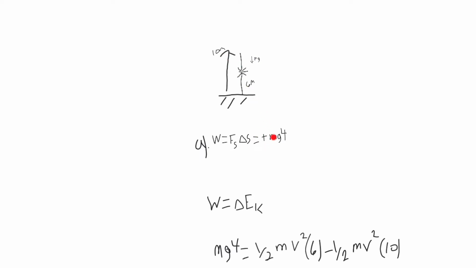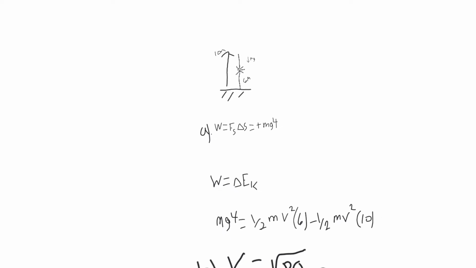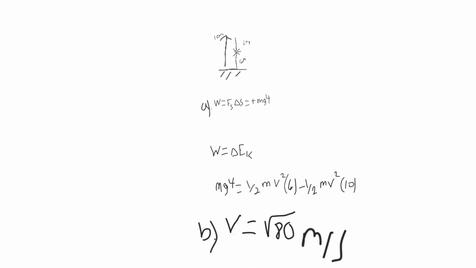And we know that 10 minus 6 is going to be 4, right? That's the change in displacement. So that's how you find the work. It's mg times 4. Now, part B is asking for the velocity. So what's going to be the velocity?